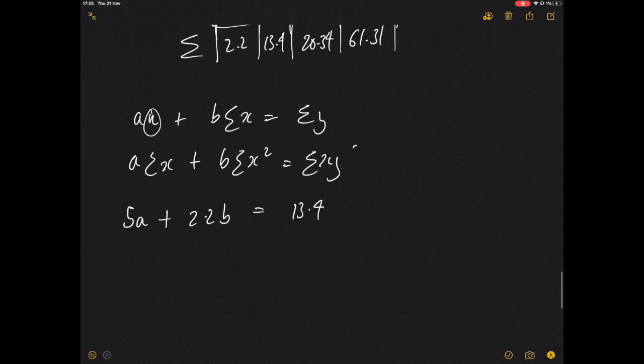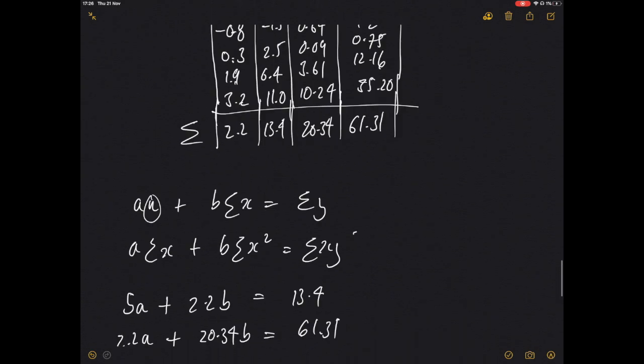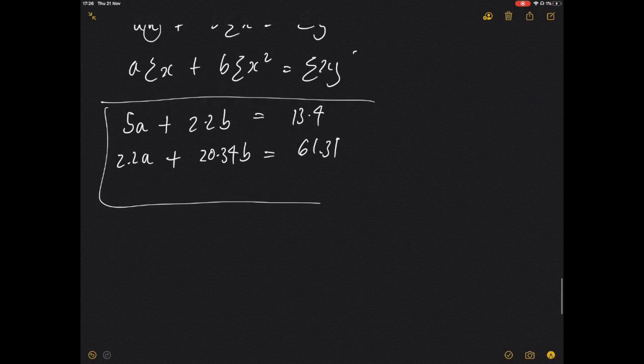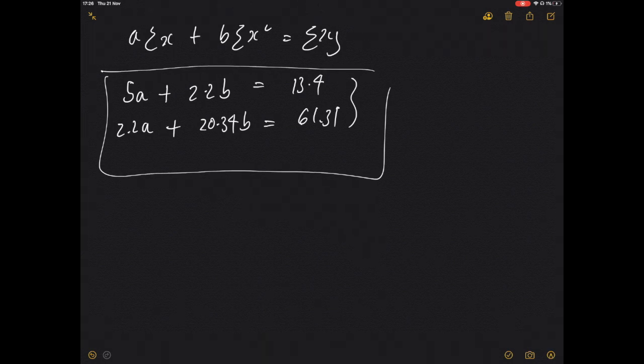Then we do the same for the one underneath. That would be A sigma x, which is 2.2a, plus B sigma x squared, which is 20.34b, equal to 61.31, which comes from our sigma xy. What we have here is a set of quite simple simultaneous equations. All we need to do now is solve for A and B.